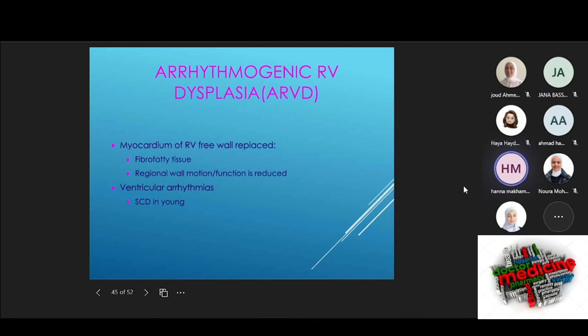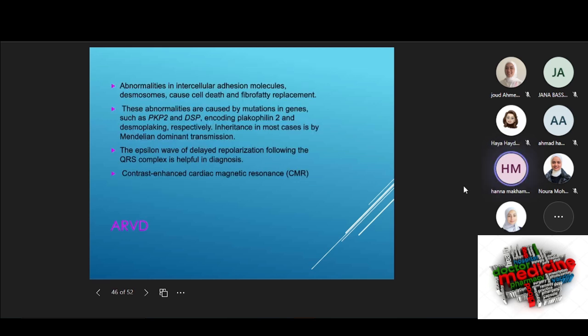Arrhythmogenic right ventricular dysplasia. In that group, there is fibrofatty replacement of the right ventricle. So المصل بيروح بيجي محله fibrofatty tissue. There is a dilatation of the right ventricle and dysfunction. Patients who have this condition are at risk of sudden cardiac death at a young age group. This is mainly Italy, Greece, where in these areas, young patients who suffer sudden death, ARVD is considered the dominant cause.